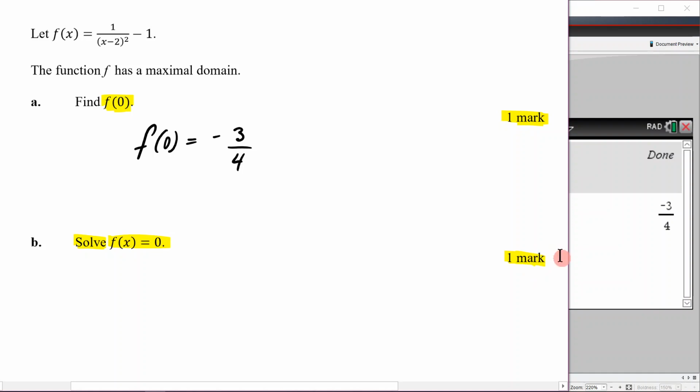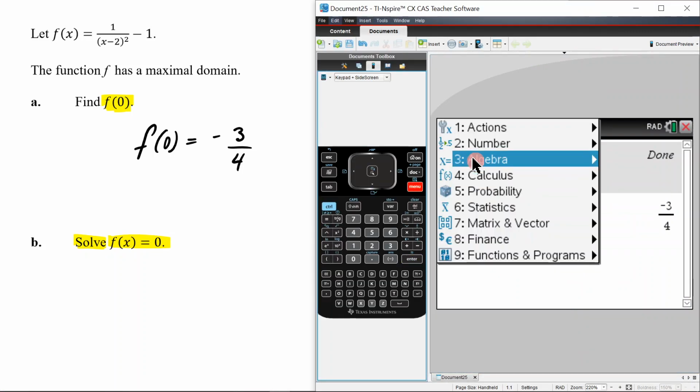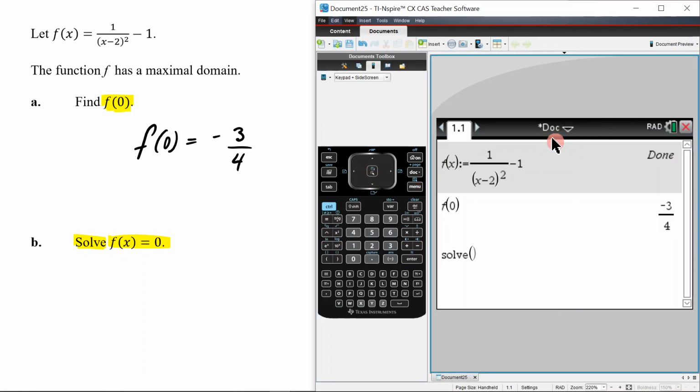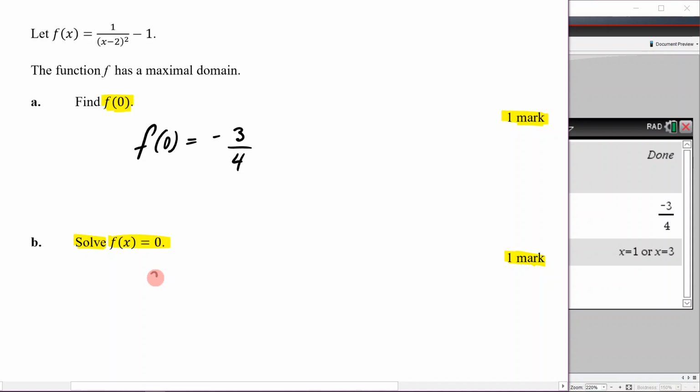So yet again, we will use our CAS calculator. We're going to go menu, we're going to go algebra, we're going to go solve f of x is equal to 0, comma x. And as you can see, we get 2 answers out, 1 and 3. So let's now come over here and write down what we found. x is going to be equal to 1, or x is going to be equal to 3. So again, because it's only 1 mark, no working is required.